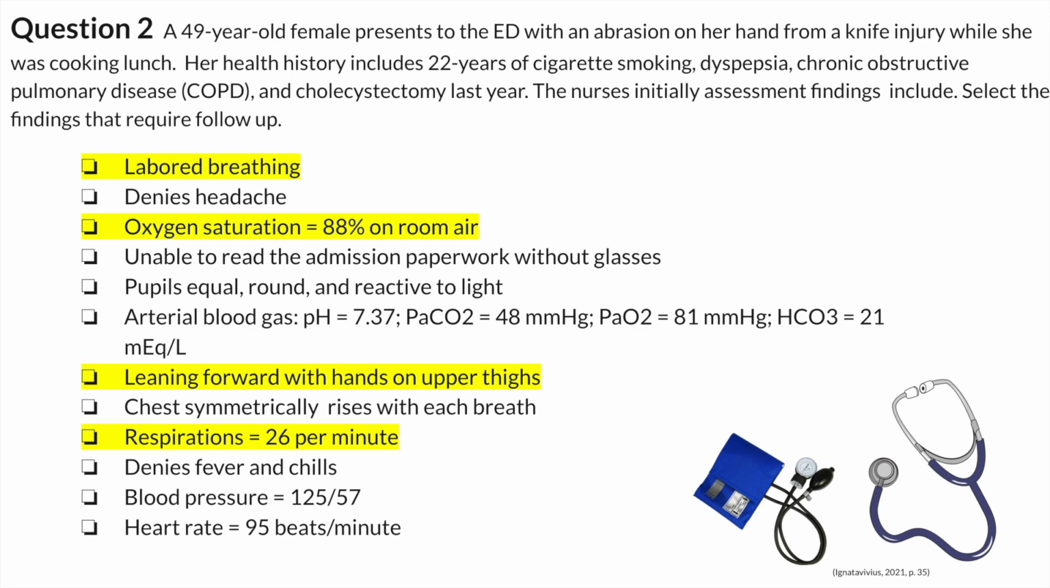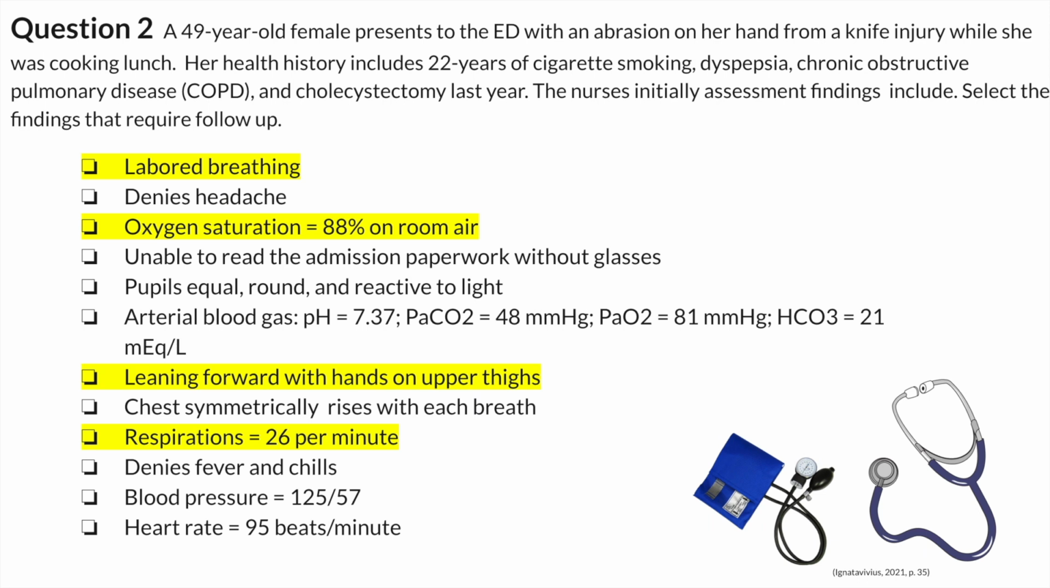Denies headache, that's good, that's normal, so we don't need to follow up on that. Oxygen saturation, 88% on room air. So they do want you to follow up for 88% on room air and maybe put some oxygen on. Unable to read the admission paperwork without glasses. Although this is maybe something we'd want to follow up with eventually, it's not really a priority at the time. Pupils equal, round, and reactive to light. That is a good sign.